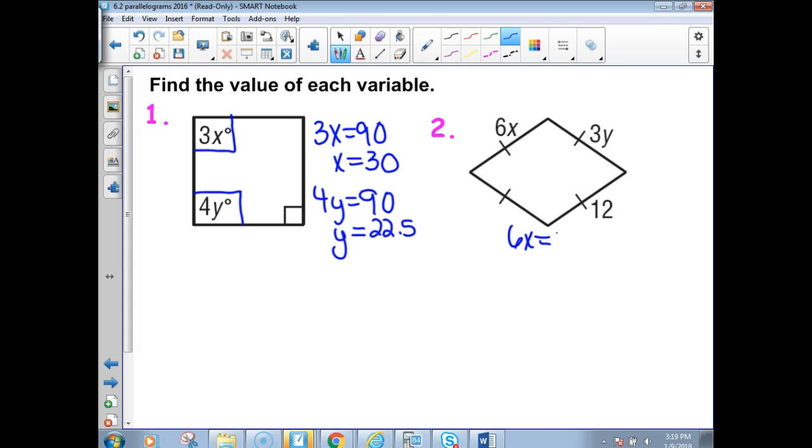So 6x equals 12, divided by 6, we get x equals 2. These are such short one-step equations that I'm just going for the answer. I'm not showing any steps. What would 3y equal? Yep, 12 also, because all these sides are marked congruent. All right, and that will give you y is 4.